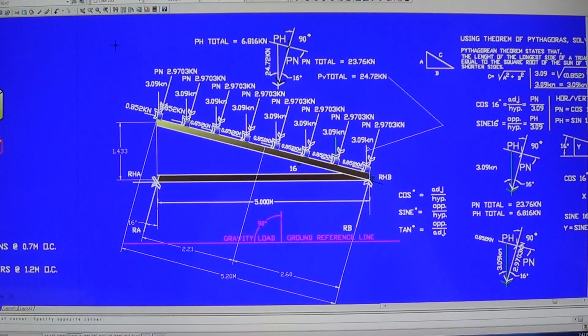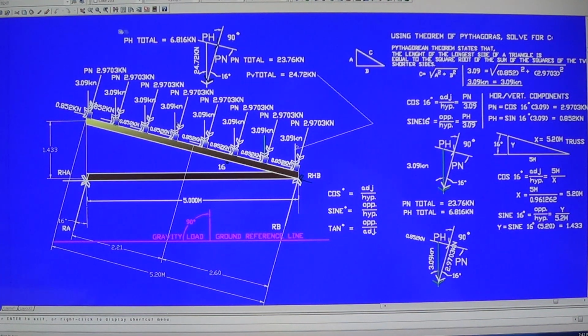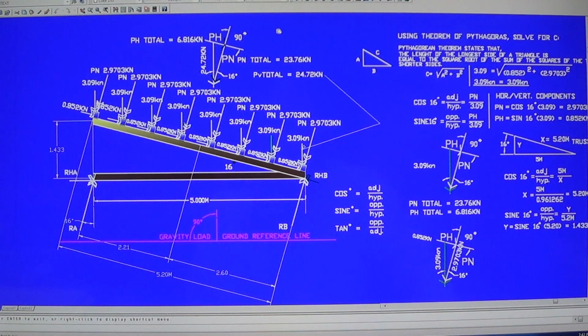This is not gonna fit in one video because there's a time limit for YouTube as well. So I don't know if you can fit this, but I think there's 2 videos of this process, the design of the rafter.